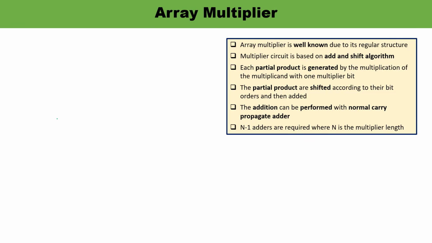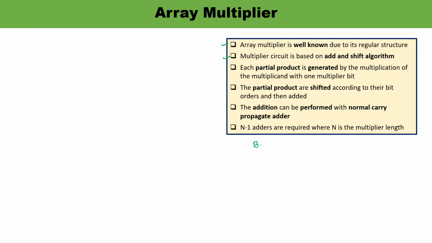As I've told you, it is a well-known multiplication circuit structure based on the add and shift algorithm, and each partial product is generated by the multiplication of the multiplicand with one multiplier bit. See how you can understand it. Suppose I'm talking about a 2-bit by 2-bit array multiplier, meaning the multiplicand and multiplier both have 2 bits.